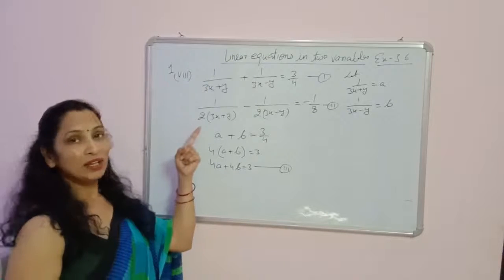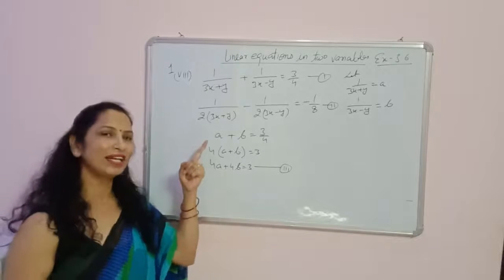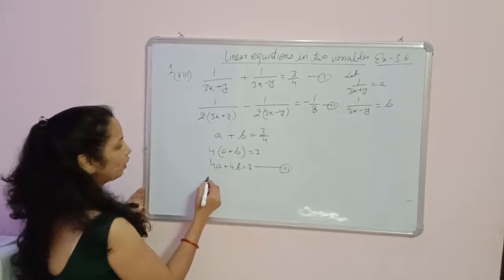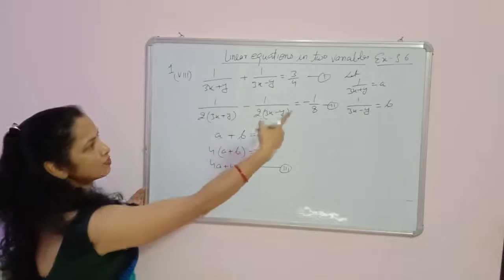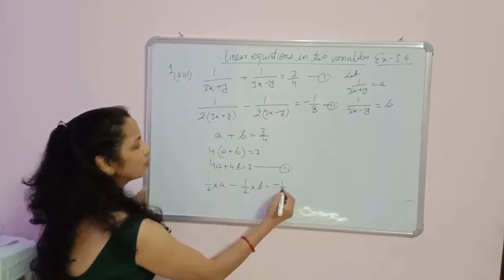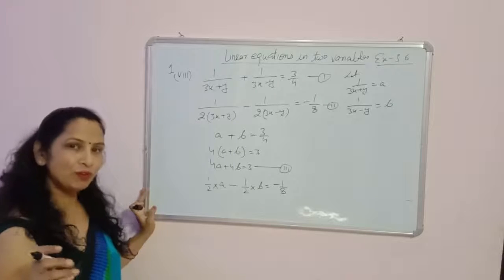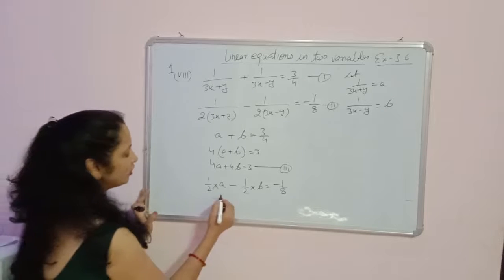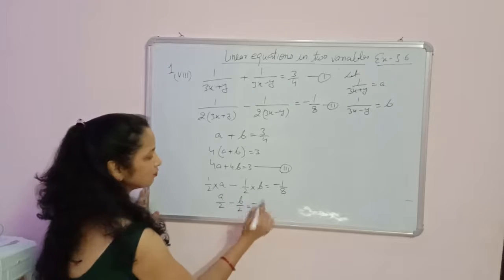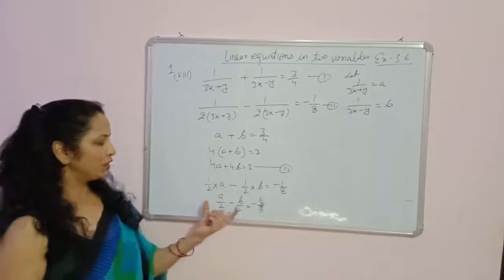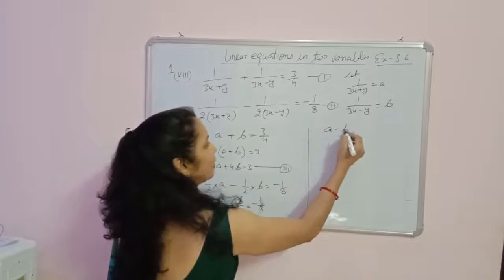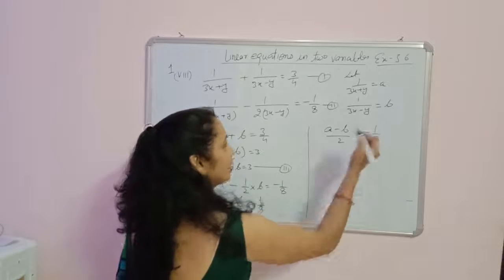Now for this equation second, we know that we can write it like 1 upon 2 multiplied with the 1 upon 3x plus y. It means it is 1 upon 2 into 1 upon 3x plus y is a and 1 upon 2 into b is equal to minus 1 upon 8. Again, in case you have a problem in fractions, you can remove fractions. Like it will be a upon 2 minus b upon 2 is equal to minus 1 upon 8. So both have the same denominator. We can write it like this. A minus b upon 2 is equal to minus 1 upon 8.